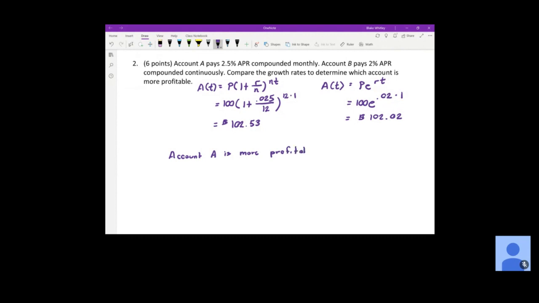So just make sure you're actually answering the question there, right? The question says compare the growth rates and then determine which account is more profitable. In this case, based off of what we got, account A is more profitable because we made more money there.